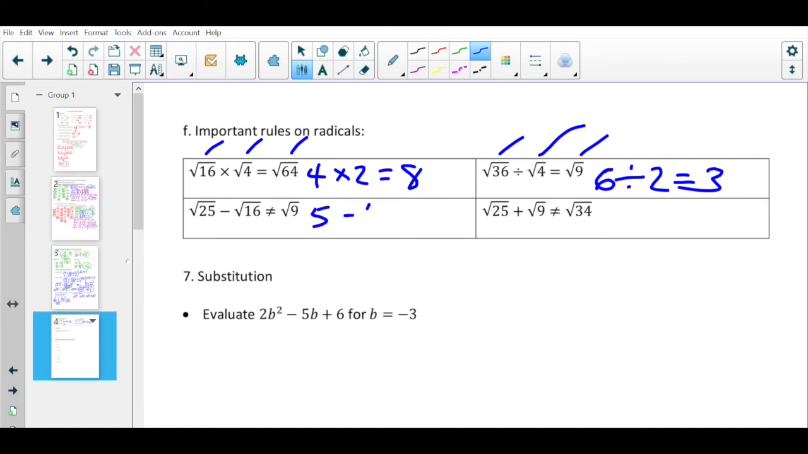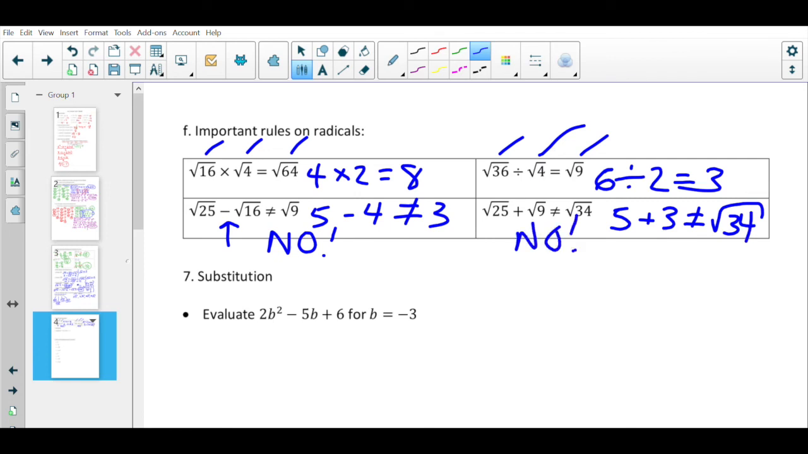Here, 5 minus 4, folks, does not equal 3, so don't do this. There is a subtraction sign. You cannot subtract what's under the square root sign. Does not work, okay? So don't do that. Same thing here. You can't add what's underneath the square root sign. So that's 5 plus 3 definitely does not equal square root of 34. Okay, so this is a big no as well. Don't do that.